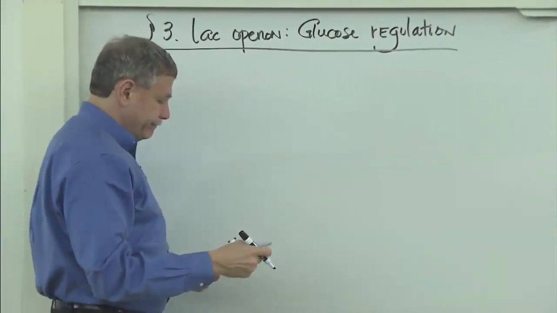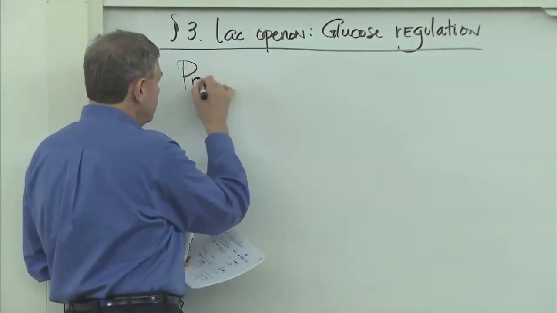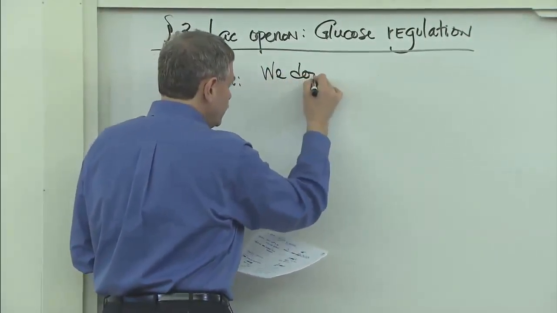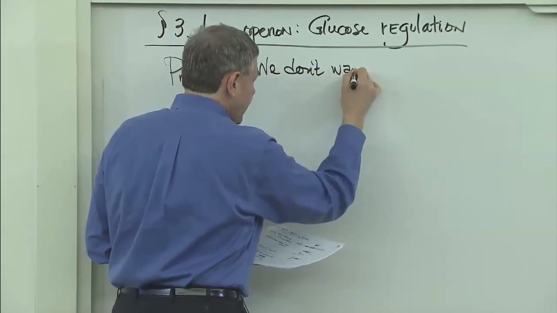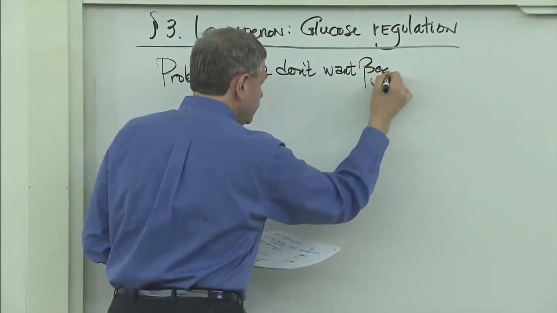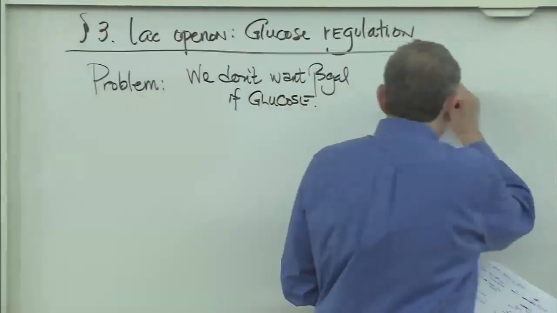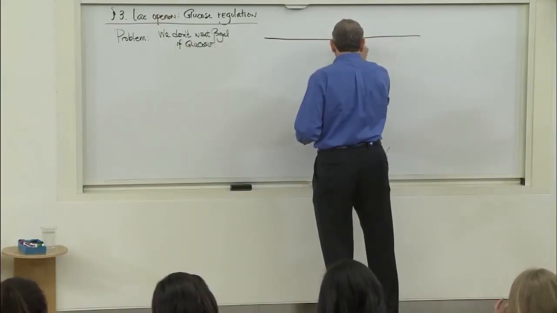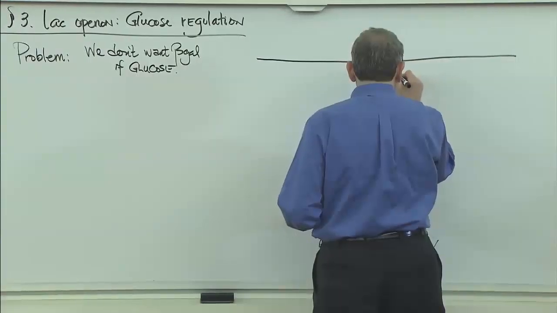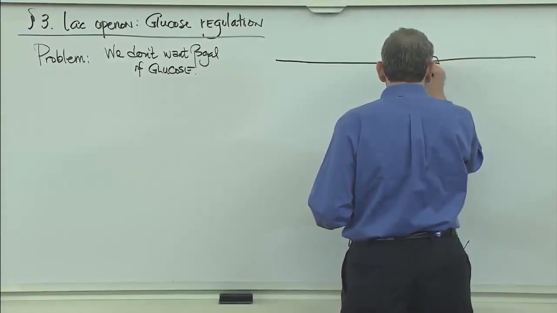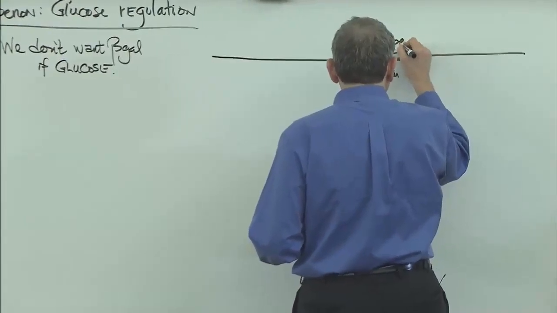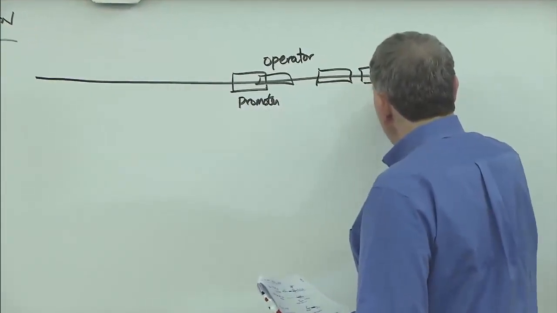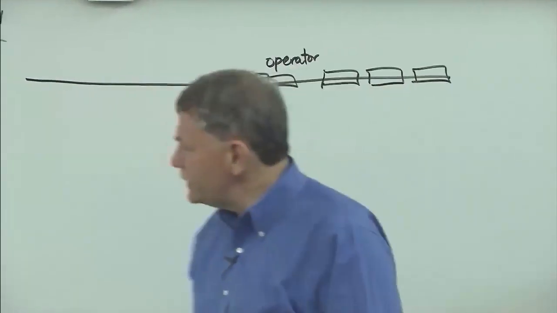So, what's our problem? Our problem is we don't want beta-gal if there's glucose. We have a system like this. We have our promoter. We have our operator. That's where the repressor is going to bind. We have our genes. Let's see, what are we going to do?